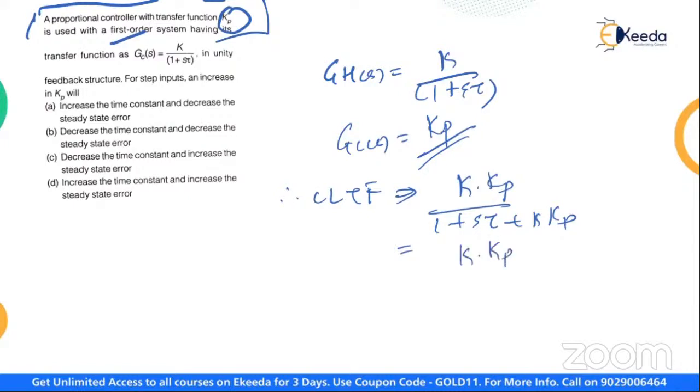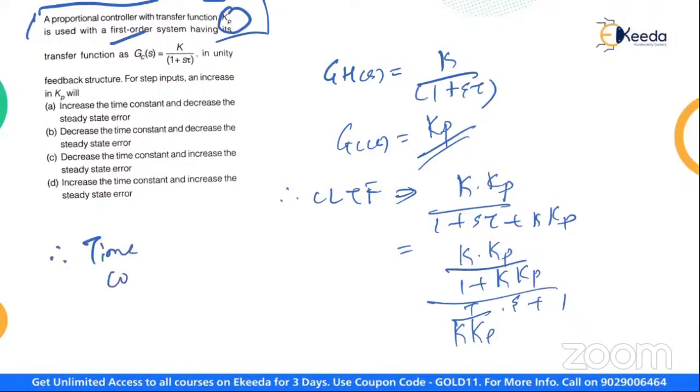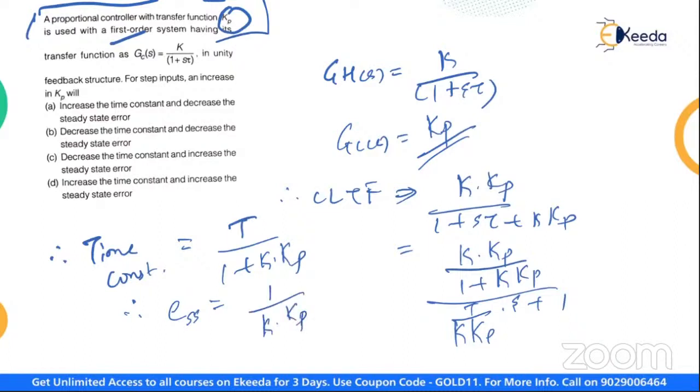K into Kp upon 1 plus K into Kp, the whole divided by T upon K into Kp into S plus 1. Therefore, what is the time constant now? It is equal to T upon 1 plus K into Kp. Therefore, what is ESS? ESS is nothing but equal to 1 upon Kp, we know. So 1 upon K Kp.